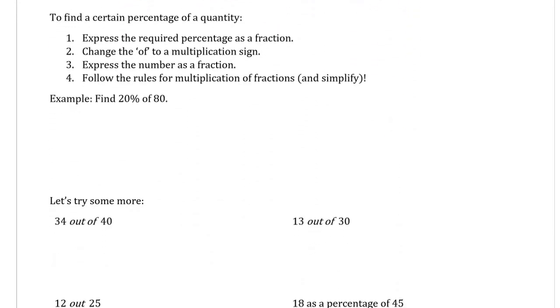Now, finding a certain percent of a quantity, so like 20% of something, we're going to do something similar. We're going to write our percent as a fraction, so 20 over 100. And then remember from fractions that of just means times. So we're going to times this by 80. And we're going to put 80 over 1 because we need that to be improper.